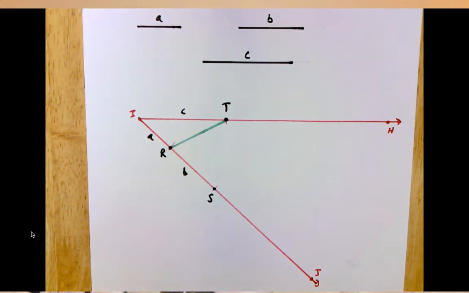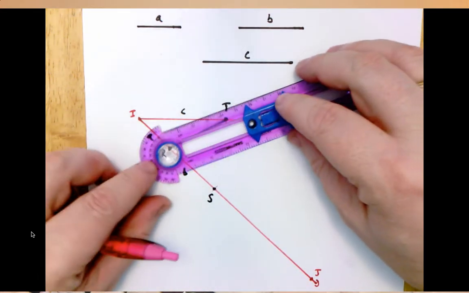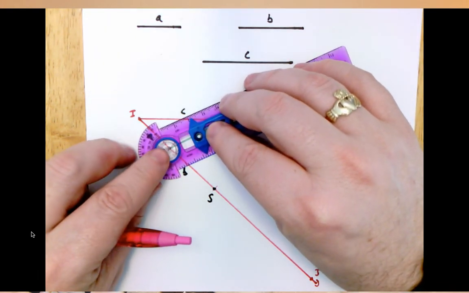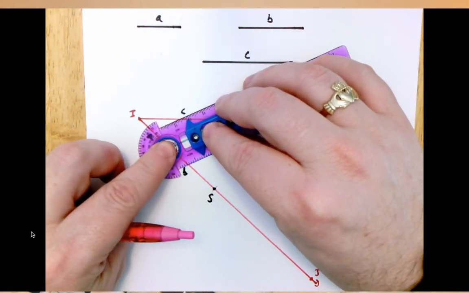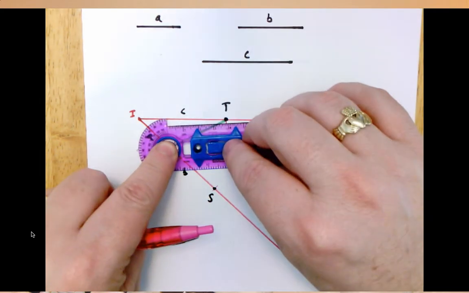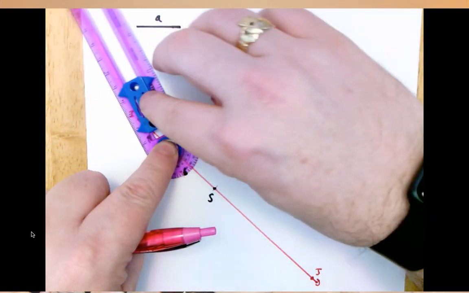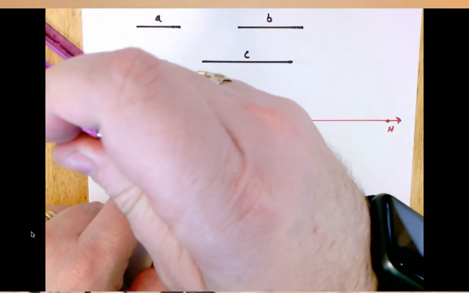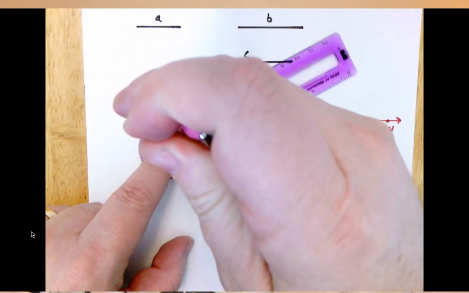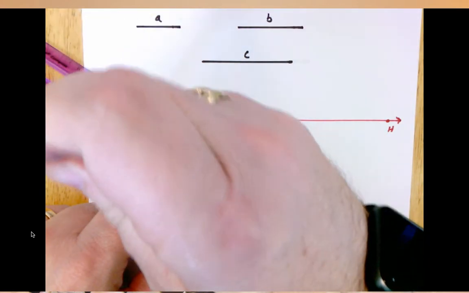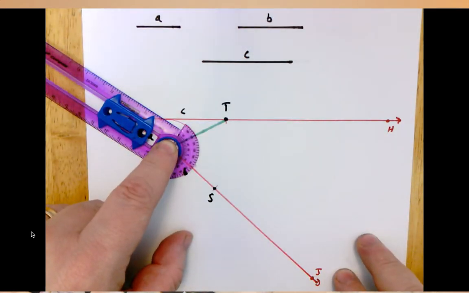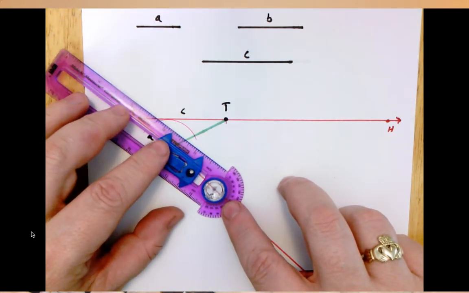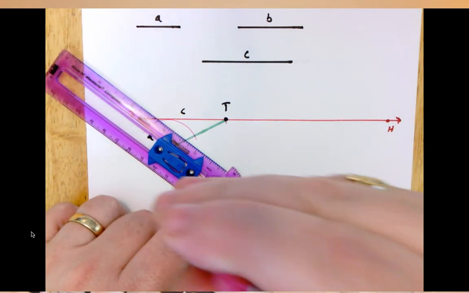So to make our parallels, I need an arc of any random size radius, as long as it intersects RT and RI. Okay, so it needs to intersect RI and RT. So I set that arc, that radius, and I come down here and I recreate that same arc at point S.